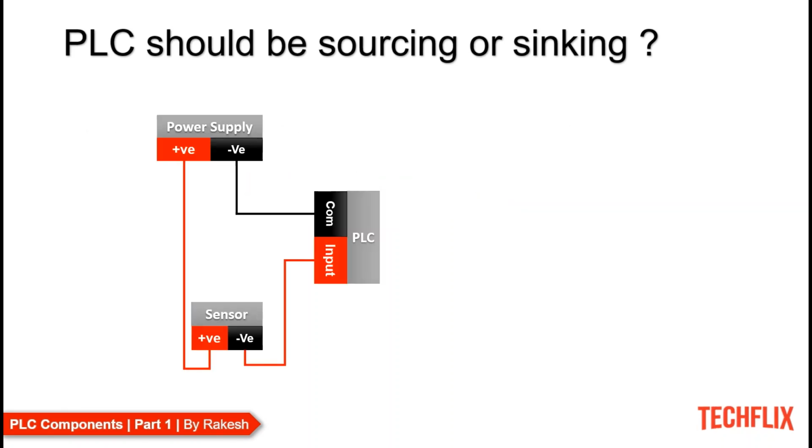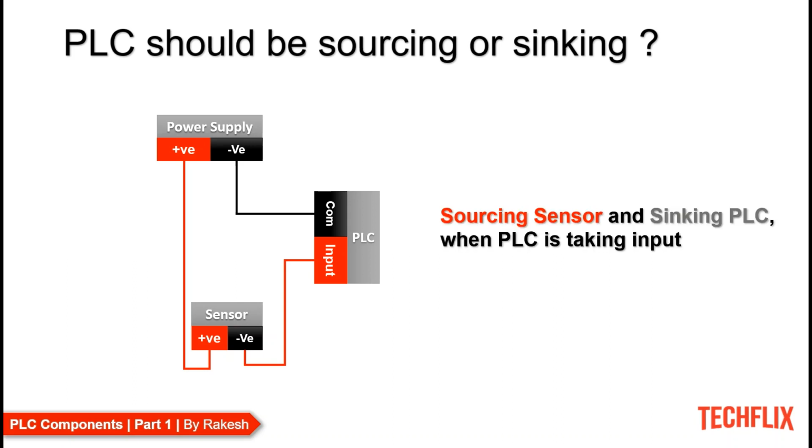Every PLC has its own method of wiring. Some PLCs can be sourcing type and some may be sinking. Even the sensor may be sourcing or sinking. So, the best practice is, when the PLC is taking any input, it should be sinking, whereas the sensor should be sourcing. The reason behind this is explained as follows.